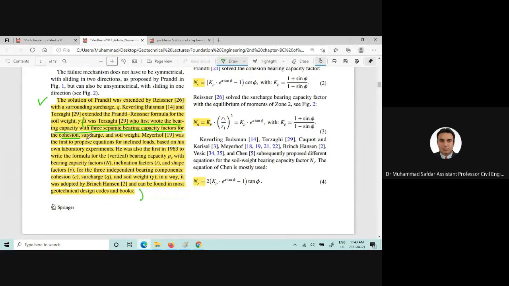the cohesion, surcharge, and soil unit weight. So that was the contribution of Terzaghi. Now we will see the contributions from Meyerhof.